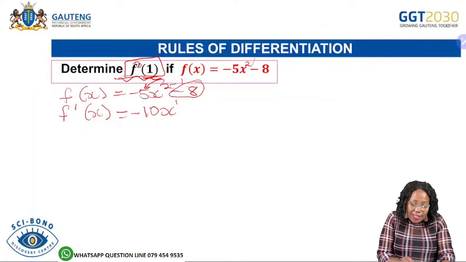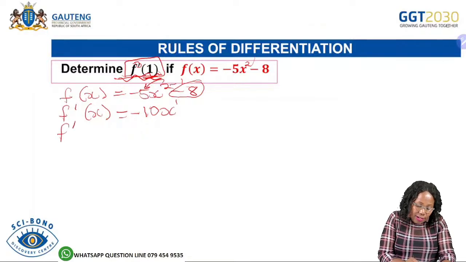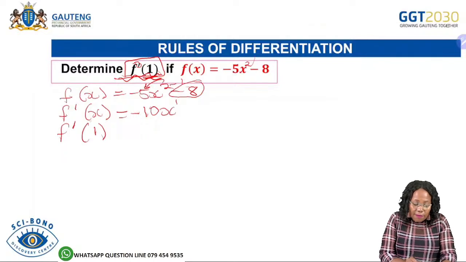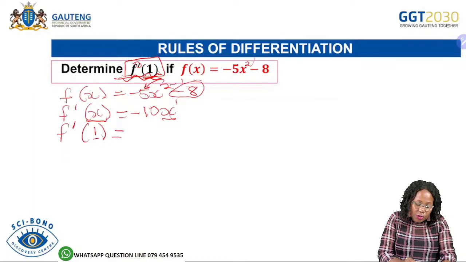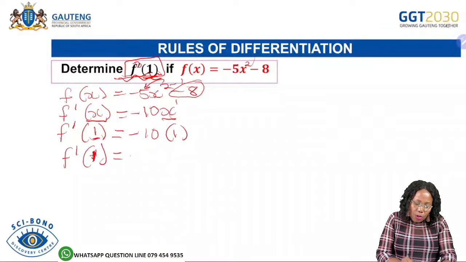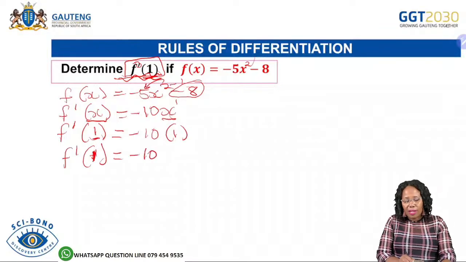But we are looking at the derivative at x equals 1. Yes, we are looking at the derivative at x equal to 1. That means wherever we have an x, after deriving, we are going to substitute a 1. That will be minus 10 into 1. So our derivative at x equals 1 will be equal to minus 10.